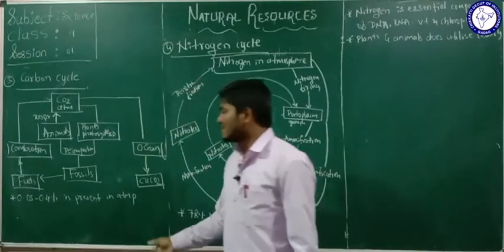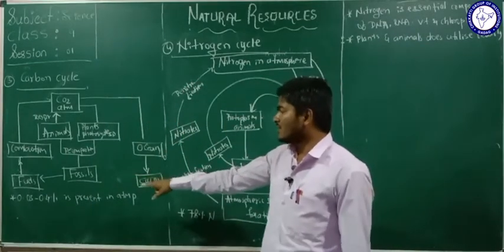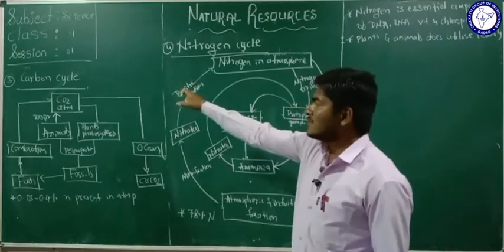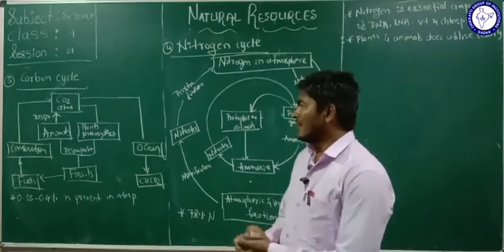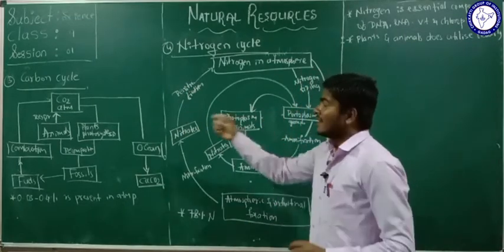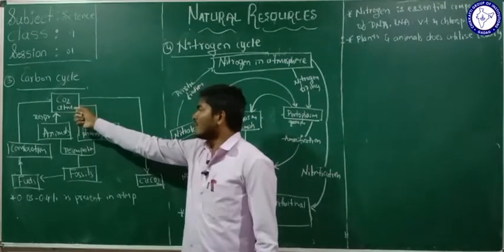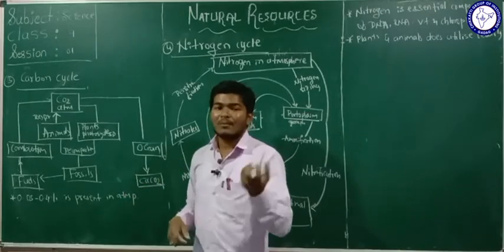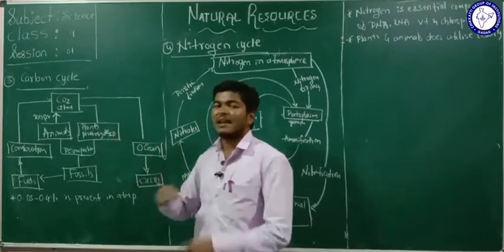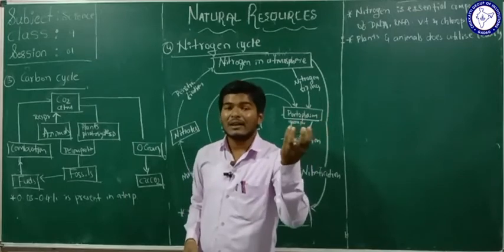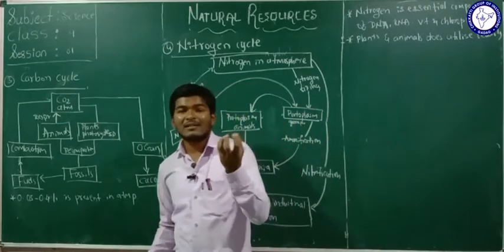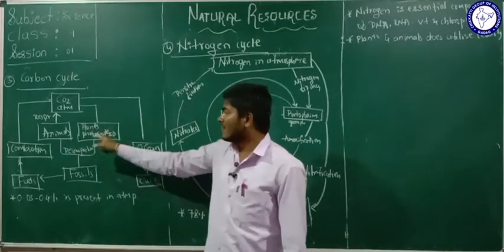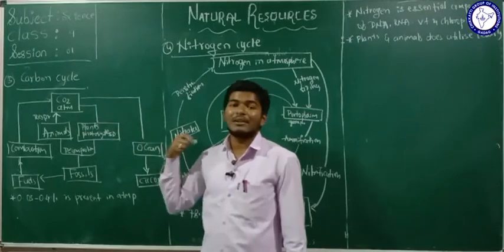Carbon is present in the atmosphere, about 0.03 to 0.5% of it. The atmospheric carbon dioxide will be utilized by the plants during photosynthesis, and that can be converted into food materials. The food materials like carbohydrates and fats also contain carbon, and carbon dioxide will also be released during respiration.